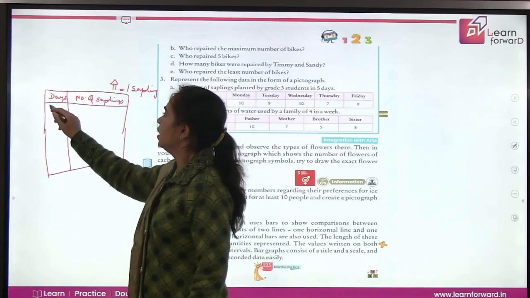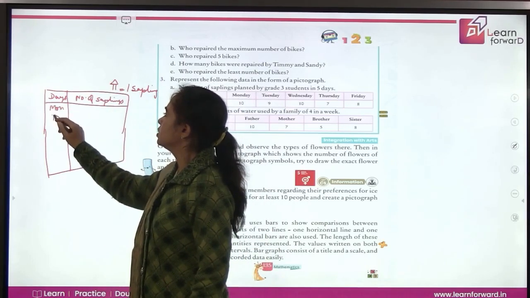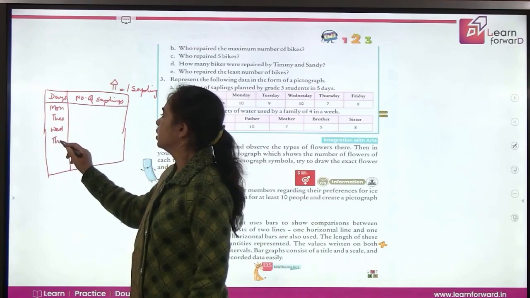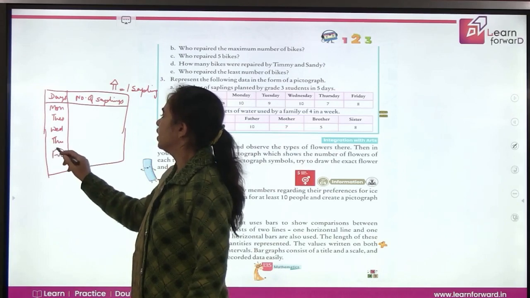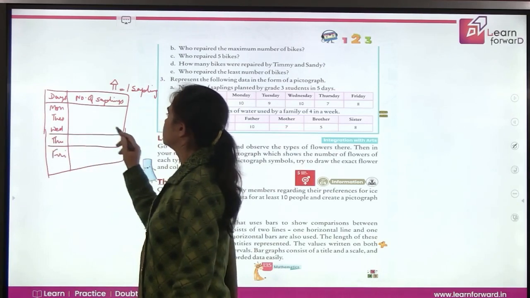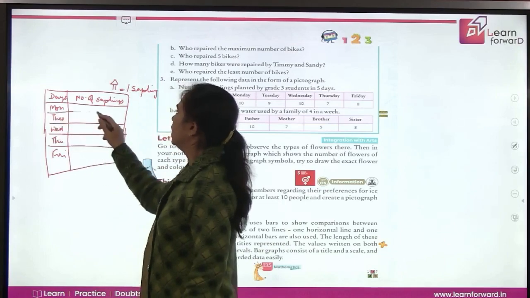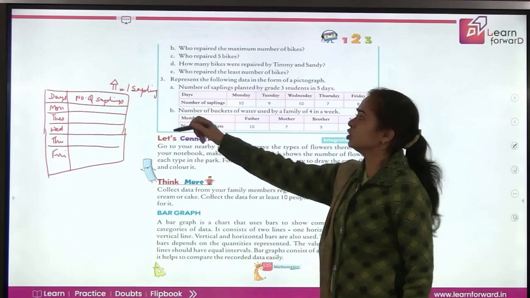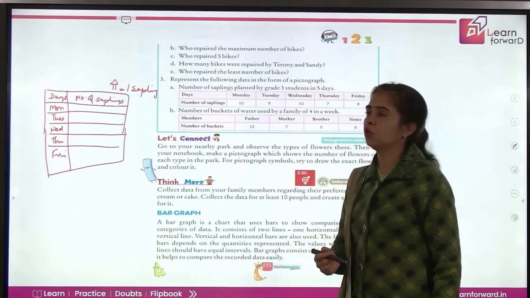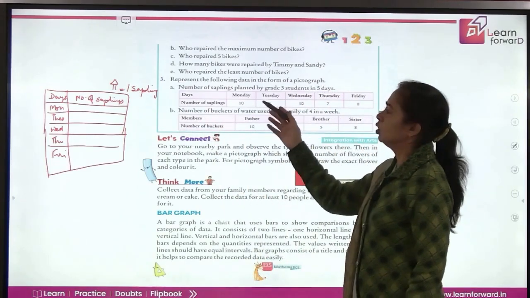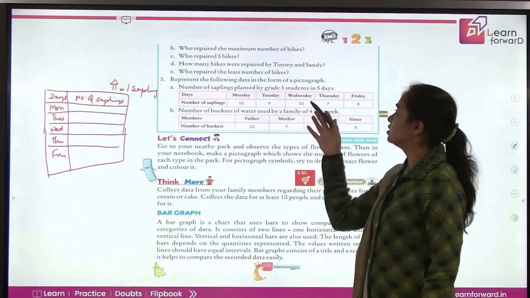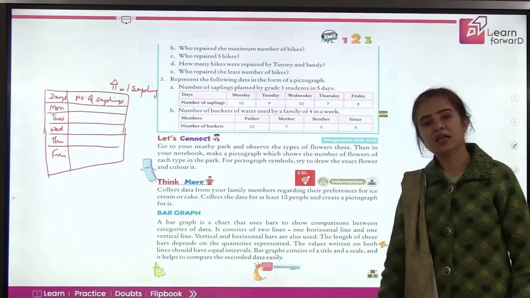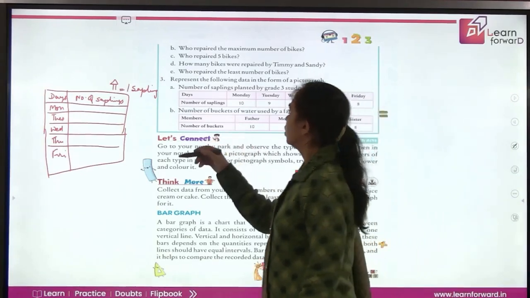Now the days are Monday, Tuesday, Wednesday, Thursday, Friday. These are the 5 days. Let's make all rows here. On Monday, how many saplings were planted? 10. So you will draw 10 such shapes here, or whatever shape you want to draw for a sapling. Then on Tuesday, you will be drawing 9 shapes. On Wednesday, 7. Then Thursday, 10. Thursday, 7. And on Friday, 8. So you will be drawing these number of saplings here.